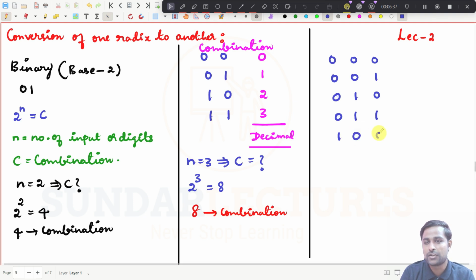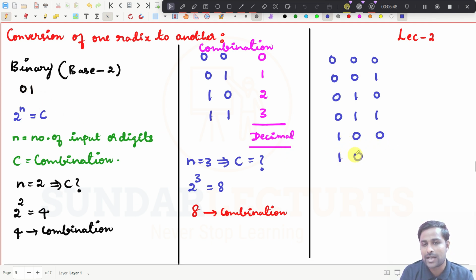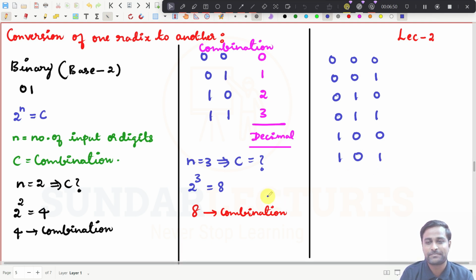Next, you cannot put 12, 13, 14, 15, because everything will not be a combination of zeros and ones. 100 is a combination of zeros and ones. And what is the next one? It is 1 0 1. So 1 0 0, 1 0 1. And from 2 3 4 5 6 7 8 9, you cannot put it down.